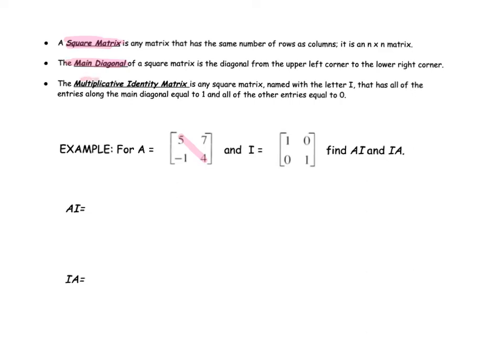Then the multiplicative identity matrix is any square matrix, named with the letter I, that has all of the entries along the main diagonal equal to 1 and all of the other entries equal to 0. So if I look here at this matrix I, on my main diagonal all of my entries are 1, and every other entry is a 0. So this matrix I is going to be our identity matrix.